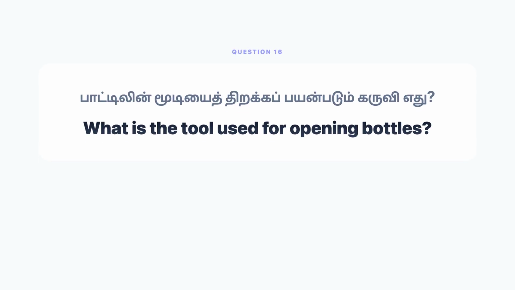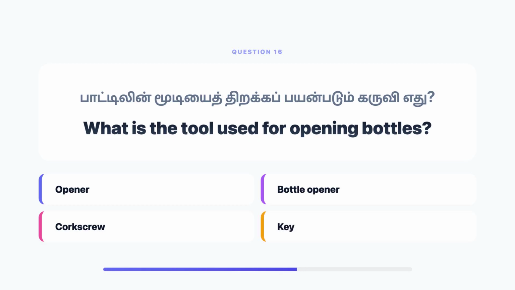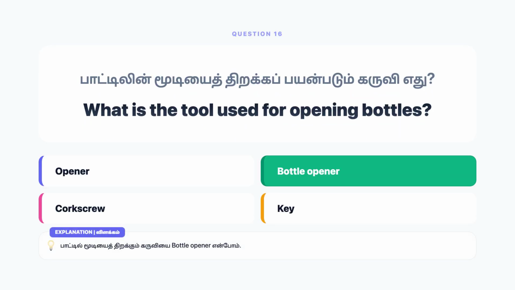What is the tool used for opening bottles? Opener, bottle opener, corkscrew, key. And the correct answer is bottle opener. Excellent. You got it right.